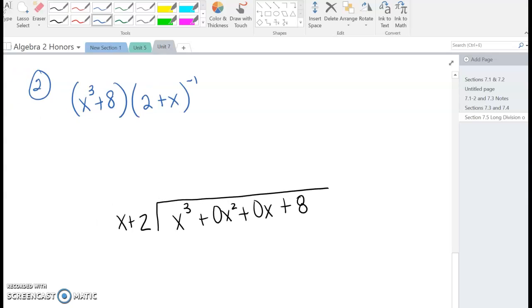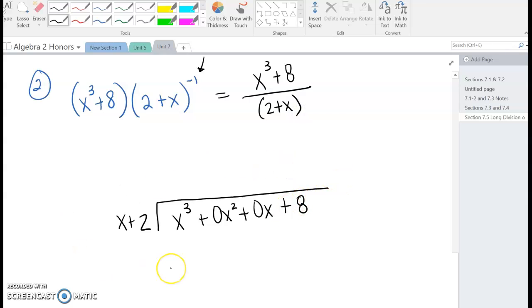Okay, so if I take x cubed plus 8 and I'm multiplying that by the quantity 2x plus 1 raised to the negative first power, sometimes that tricks people. But remember that raising to that negative first power is the same thing as dividing by that quantity. So this is the equivalent of x cubed plus 8 divided by the quantity 2x plus 1.